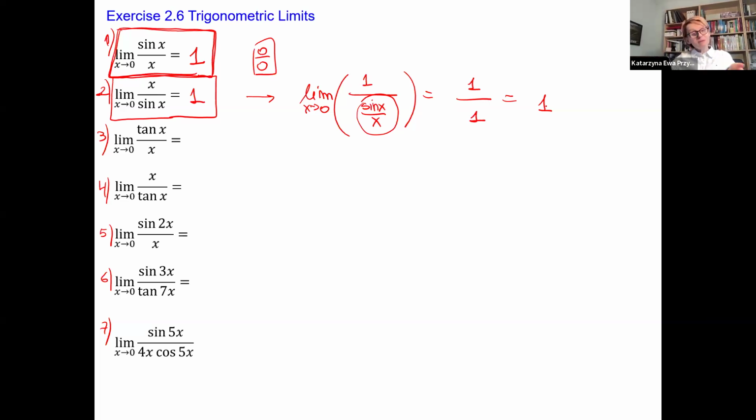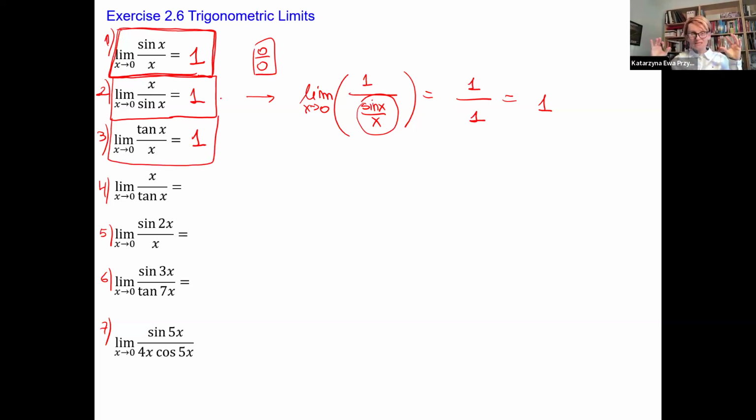Okay, now, what about number three? Do we know number three? Let's do number three. What do you think? Is it also one? Some of the textbooks will say that this is also a formula. It's like tangent of x over x, as x goes to 0, is also one. But again, the main one is sine of x over x.